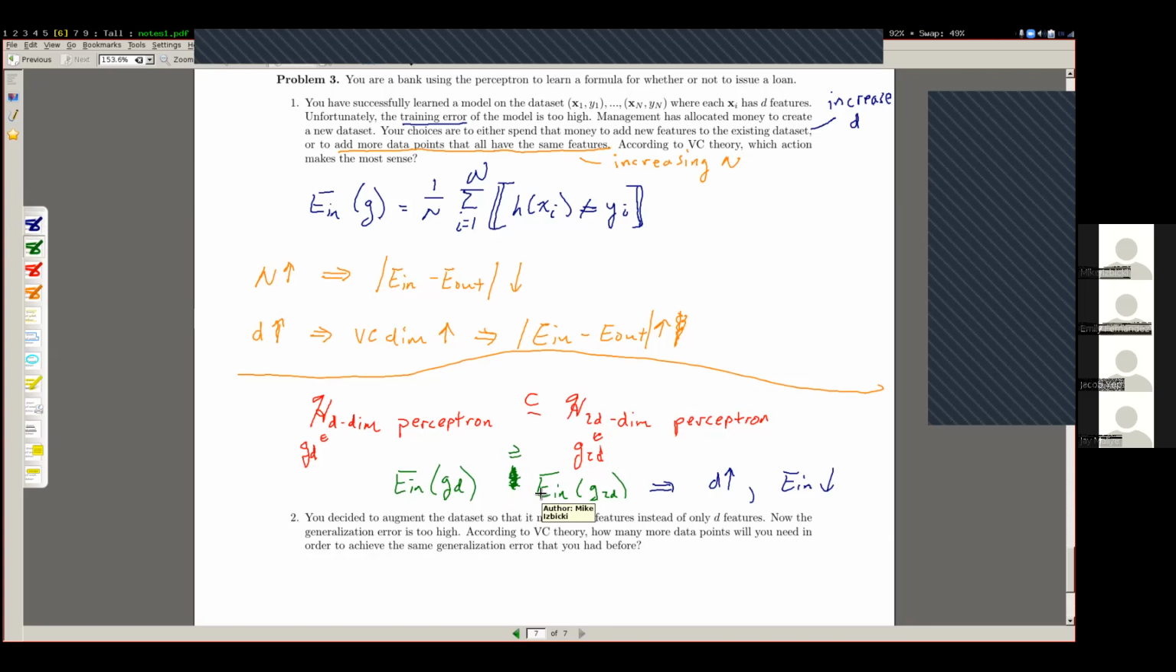Good question. Yes. So you were saying that using the size of the data set doesn't really help the training, but it does help the... Exactly. So if this question up here, instead of saying the training error of the model is too high, said the generalization error of the model is too high, then I would want to 100% increase the number of data points, because increasing the number of dimensions is only going to make my generalization error worse, but increasing the amount of data is going to make my generalization error better.